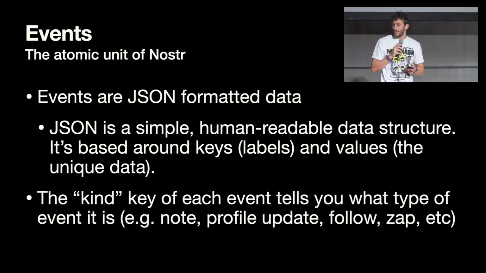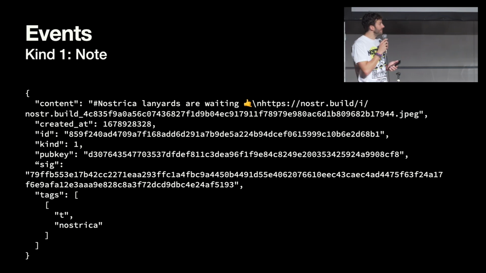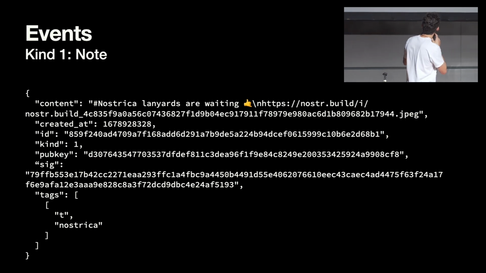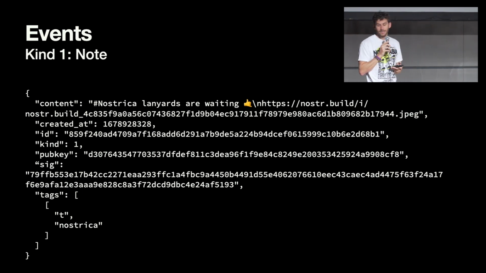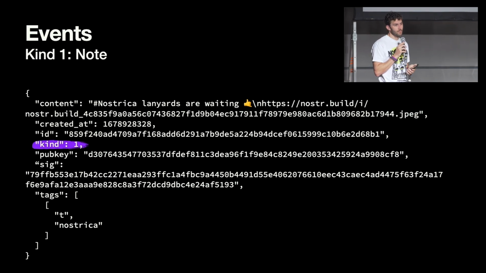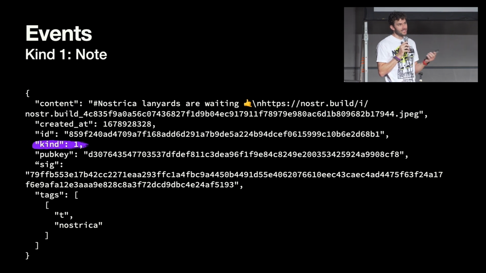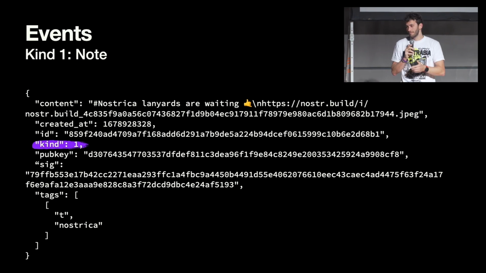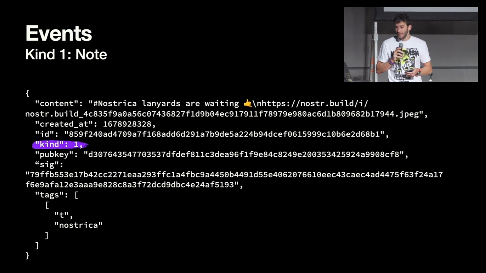So this is what an event looks like. This is what JSON looks like. You can see it's very readable. You've got keys and values. The keys here are content, created at, ID, kind, and then you've got the value after, which tells you what it is. And in this case, you've got a kind 1, which is a note. Kind 0 is your metadata, and there's ranges of all of these event kinds, and it keeps going up from there, kind of to infinity, really.